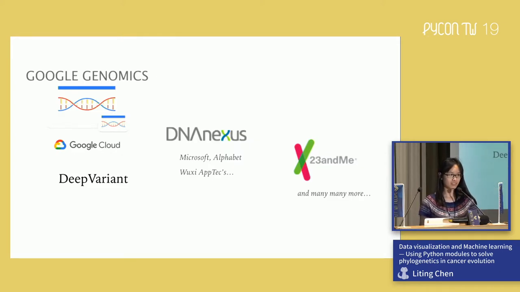There are also big companies getting interested in this topic, such as the Google Cloud team, and Google also has a Google Genomics team. There are DNA Nexus from Alphabet, and Microsoft. There's also a famous personalized sequencing service called 23andMe. So more and more companies are trying to enter this field. However, there are still many privacy issues that need to be dealt with.